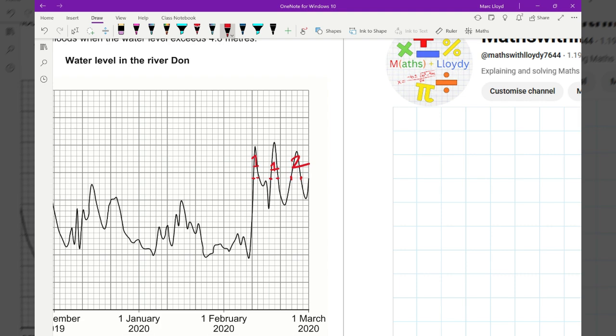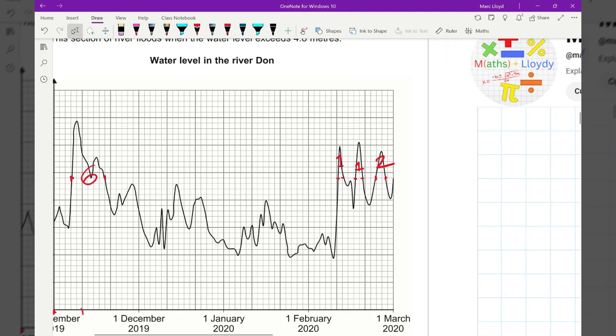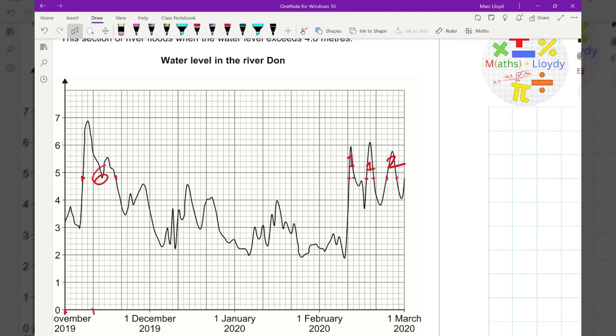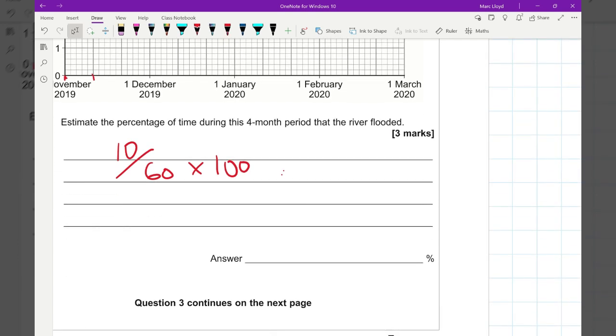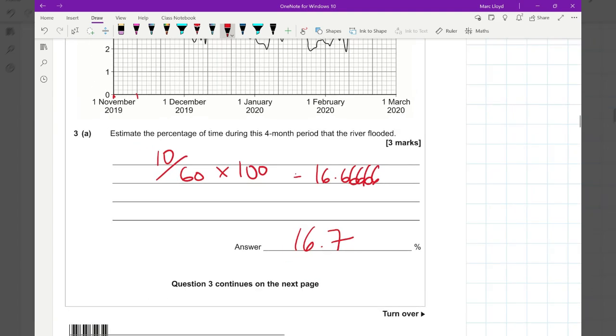So if we add this together, on my original guide I put 1.5. We've got 2, 3, 4, 10. So 10 squares. Now it's just a matter of calculating. 10 divided by 60 times 100, and that gives me 16.66666, so 16.7%. I'm happy with that. Three marks. Nice start to the paper.